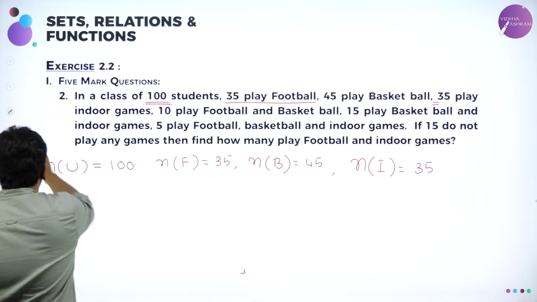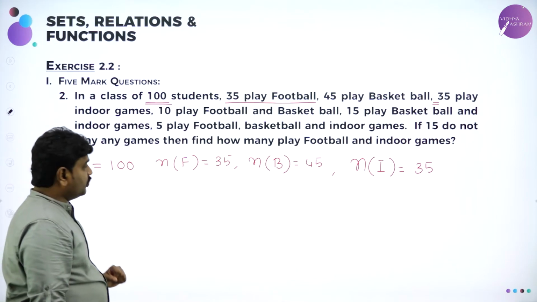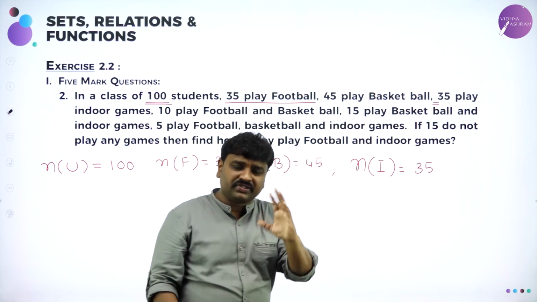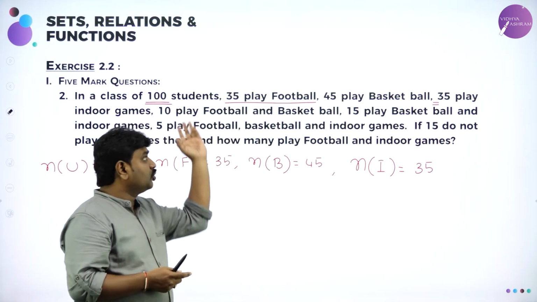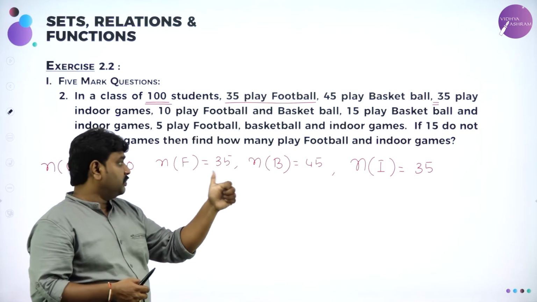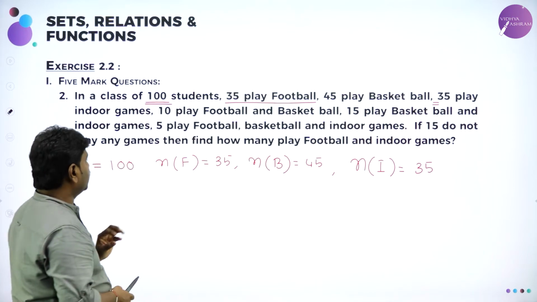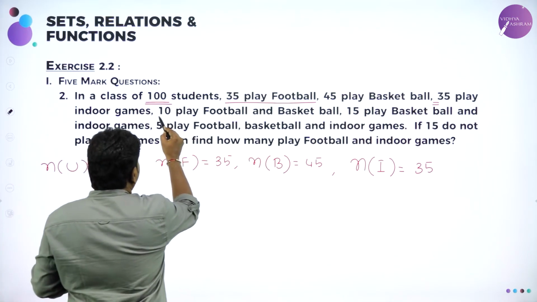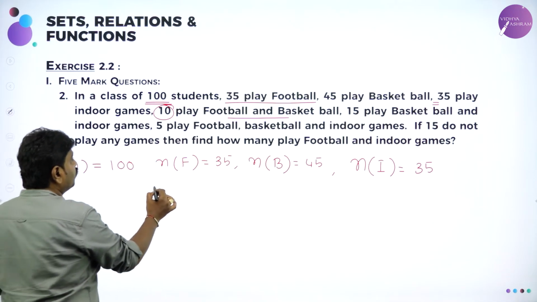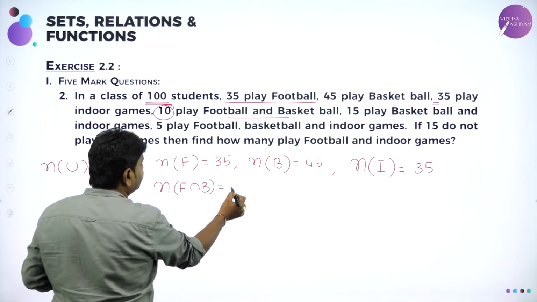Now observe, 100 are there in universal. Football players 35, basketball 45, indoor 35, whatever is given. So F stands for football, and you should mention that in the beginning. Let F be the set of football players, B be the set of basketball players, I be the set of indoor players. Now write it. Then what else is given? 10 play football and basketball. And means intersection. And or both means intersection. So F intersection B is given, that is 10.